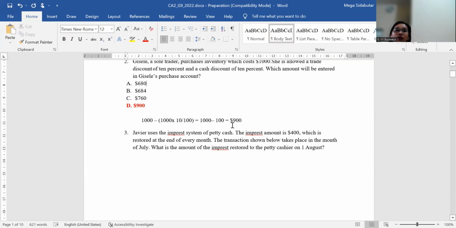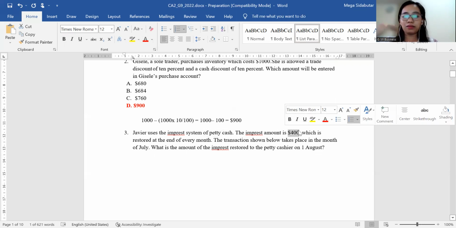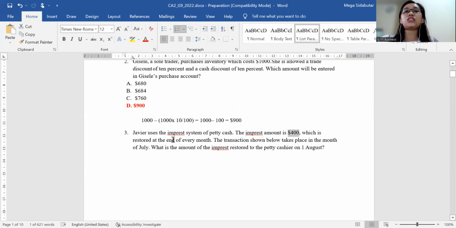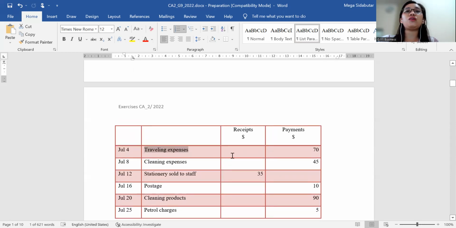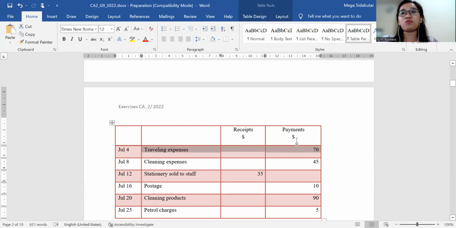Number 3 is about the petty cash. Let's take a look. Xavier uses the imprest system of petty cash. The imprest amount is 400. Remember, they will maintain the total petty cash at 400, which is restored at the end of every month. The transactions shown below take place in the month of July. What is the amount restored to the petty cashier on the 1st of August? They provide us the petty cash book, and they already mention which is received and which is payment. We have a receipt on July 12th.